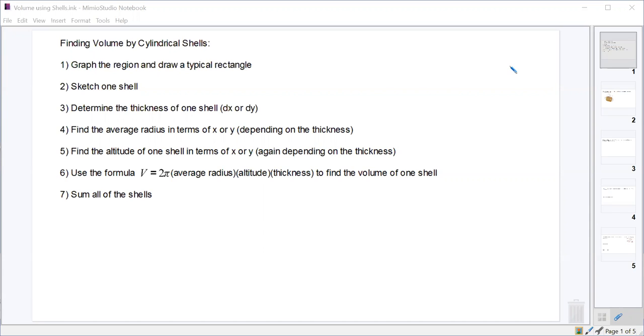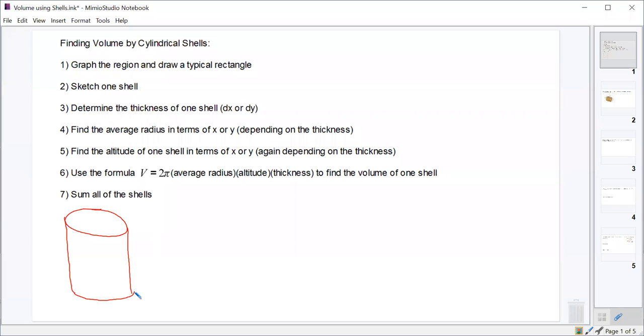And a shell is just a hollow cylinder. You can think about it like an empty toilet paper roll or something like that. Just a hollow cylinder, with no top, no bottom, no bases. Let's just pretend we've got one here. Here's a nice hollow cylinder. We should be able to find the volume of this cylinder.